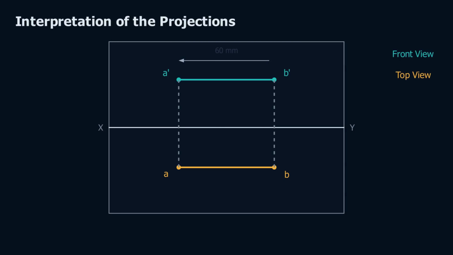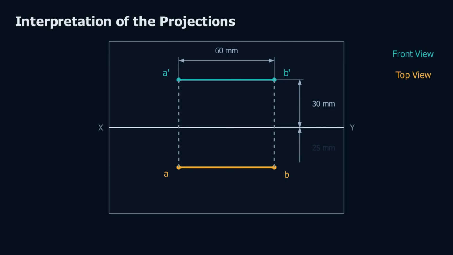Now dimension it exactly as you would on paper. The front view, a dash, b dash, measures the full 60 millimeters, the true length of the line. The front view stands exactly 30 millimeters above XY, because the line in space was 30 millimeters above the horizontal plane. Height above HP becomes height above XY.